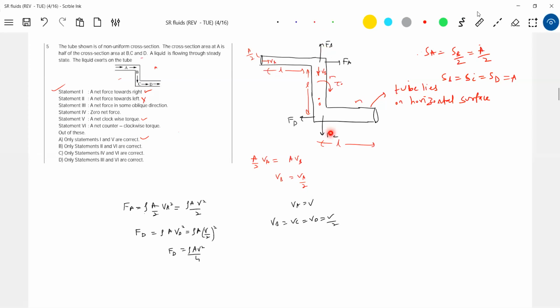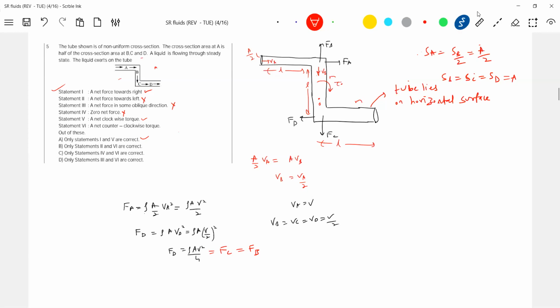Is Fb equal to Fc? Is it okay? Look at this one. Fd is equal to Fc equal to Fb. So whatever Fb and Fc, they are equal and opposite. A net force in some oblique direction. So statement 3 not possible. Zero net force. Of course, I don't pick up.